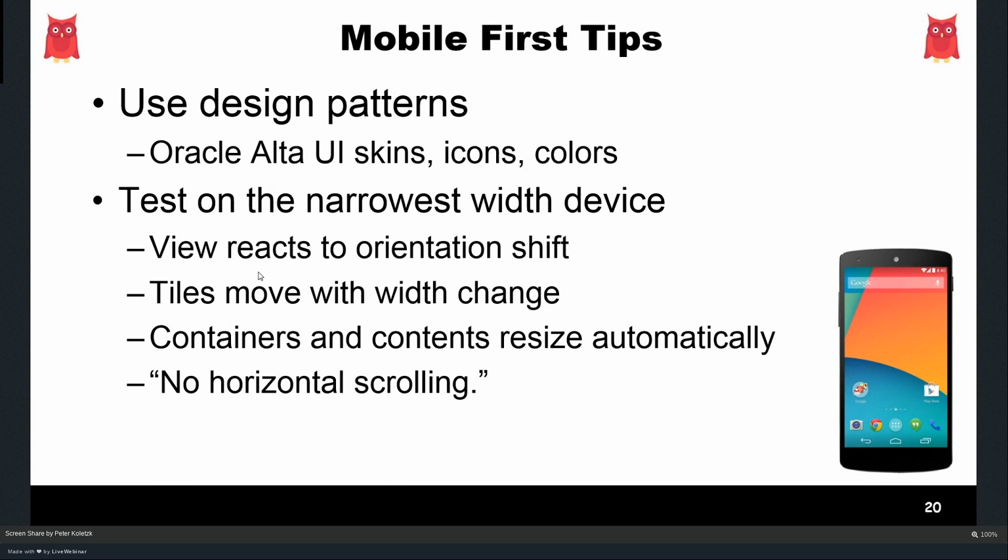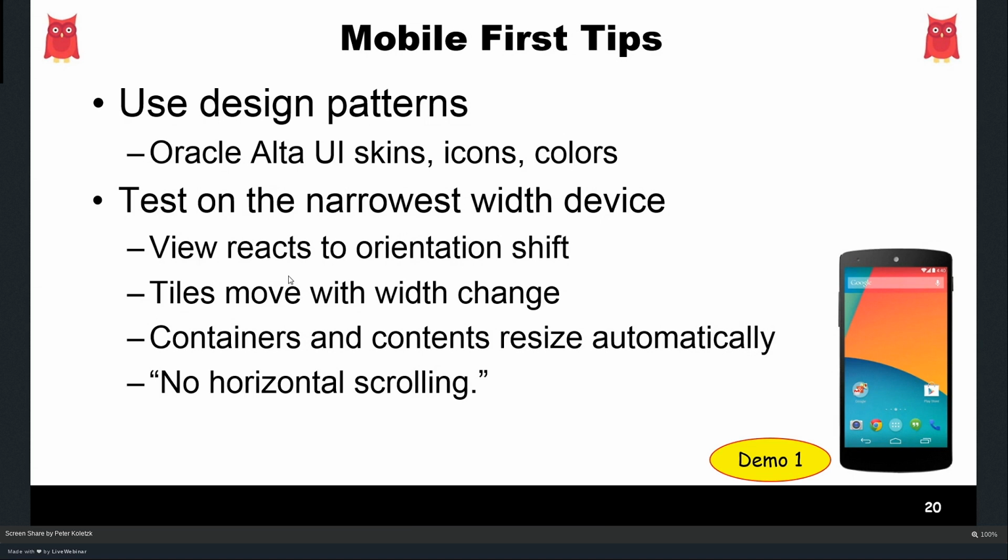So we have to test also on multiple devices and multiple widths to see that the screens react correctly and everything's readable. So tiles moving with the width change, that's something that I mentioned, and we'll look at that in a demo. Containers and contents resizing automatically, and no horizontal scrolling. No horizontal scrolling is another thing that we've been using for many years too, as a design pattern or standard. It's easier to scroll vertically than it is to scroll horizontally, or horizontally and vertically. Horizontal scrolling is something to avoid.